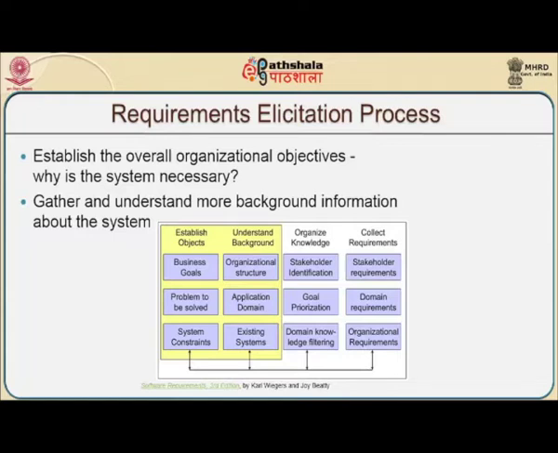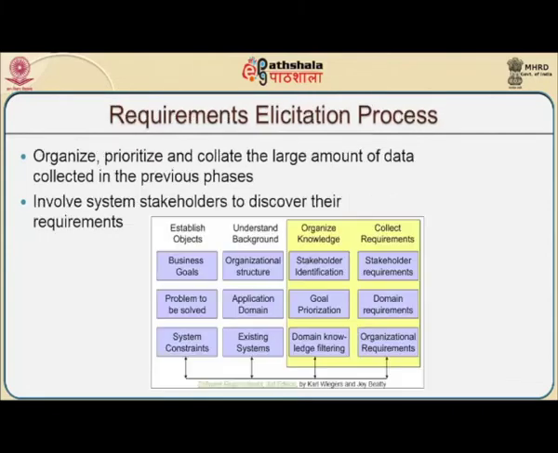The final collected list of requirements at this stage is further given for the process of analysis. So this figure gives us a clear perspective of how requirements elicitation is being carried out over different phases. Further, as I have already mentioned, after clear understanding of the background knowledge, it is our responsibility to convert the background study into effective knowledge, whereby we organize, prioritize, and collate the large amount of data collected in the previous phase, and involve the stakeholders to discover their requirements.